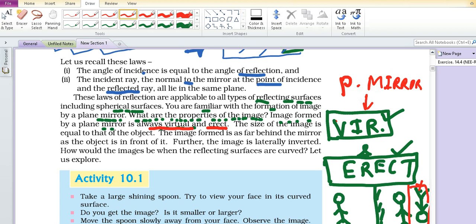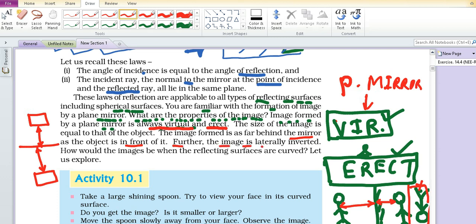और जितना मिरर से दूर ऑब्जेक्ट होता है उतना ही पीछे बिहाइंड मिरर से वो इमेज बनता है. The image formed is as far behind the mirror as the object is in front of it. जैसे मिरर है, यदि ऑब्जेक्ट यहाँ लगाया, जितना डिस्टेंस यहाँ से यहाँ तक है उतना ही पीछे उतने ही डिस्टेंस पे ये ऑब्जेक्ट का इमेज बनेगा. ठीक है. And the size also will be the same in plane mirrors.